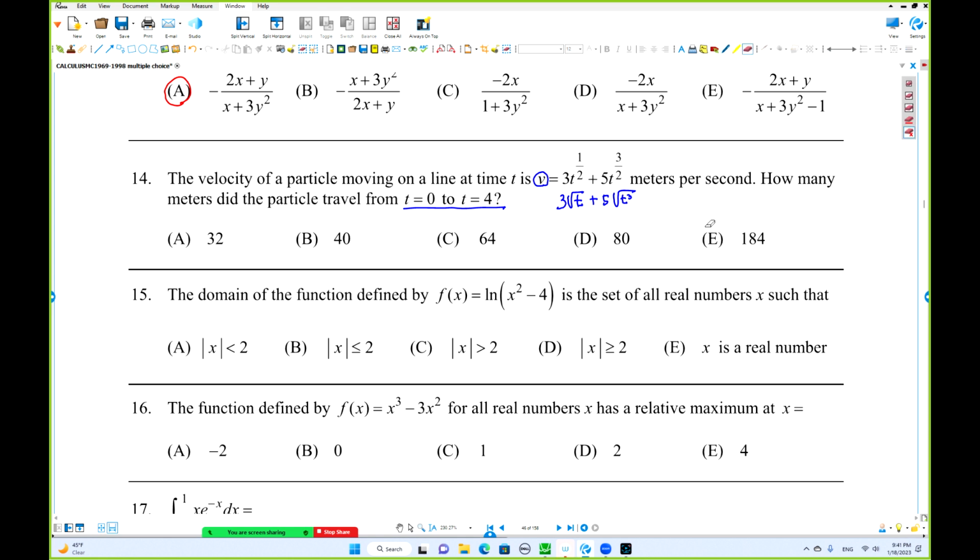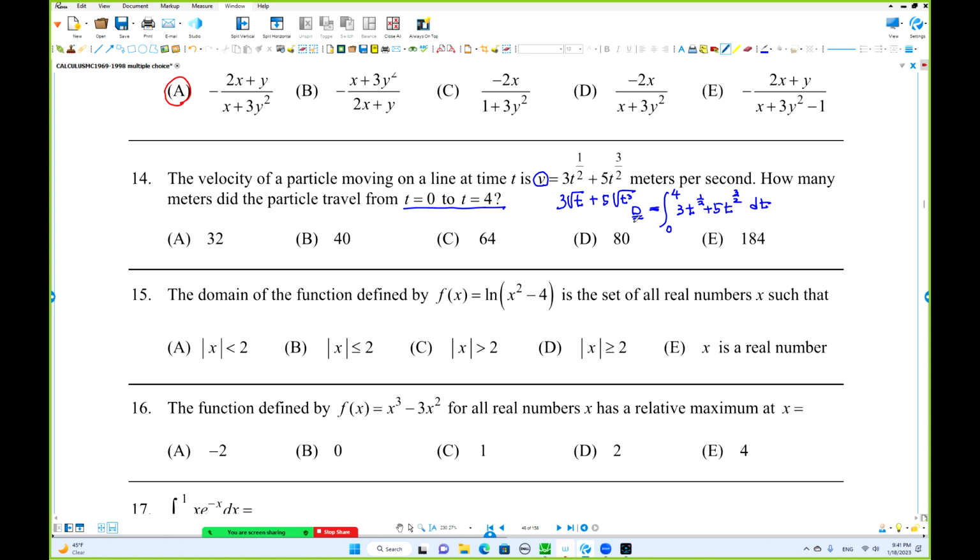So this travel distance is what? We take the integral of velocity from t equals 0 to 4. The velocity is 3t^(1/2) plus 5t^(3/2), dt. Are you okay with this? Yeah. That is the travel distance.